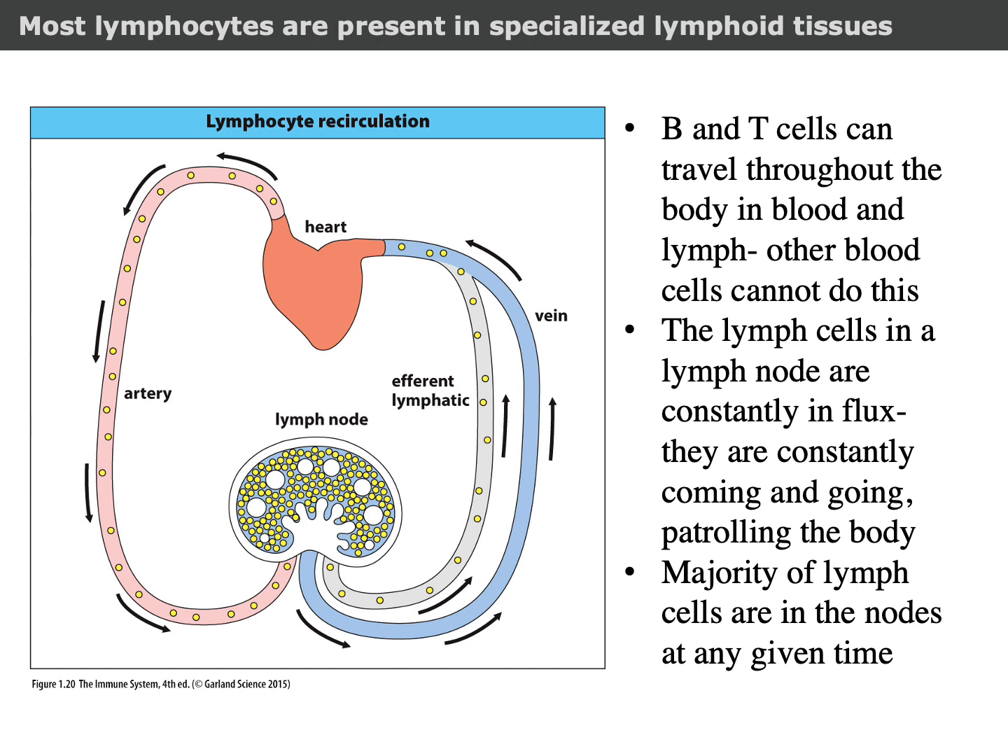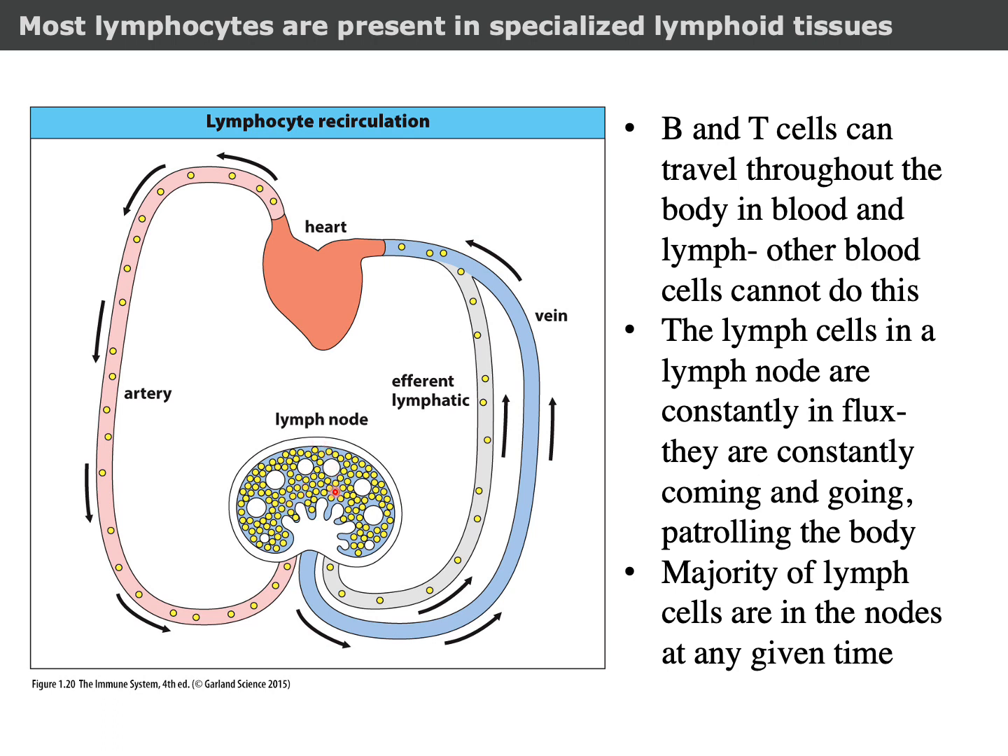Now, most of those lymphocytes are present in specialized lymphoid tissues. This is a terrible diagram, I think, but it's pretty simplified and we can understand it this way. So we've got the heart, obviously the pump of the circulatory system. It's moving these lymphatic cells. They can go into a lymph node. Again, this is not to size. This is humongous, but lymph nodes are quite small.